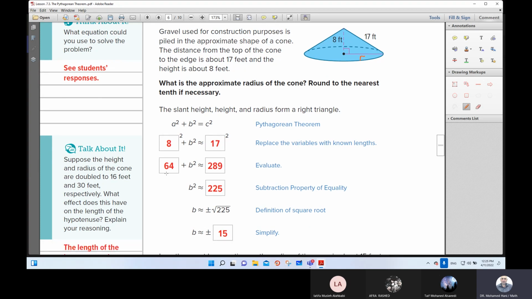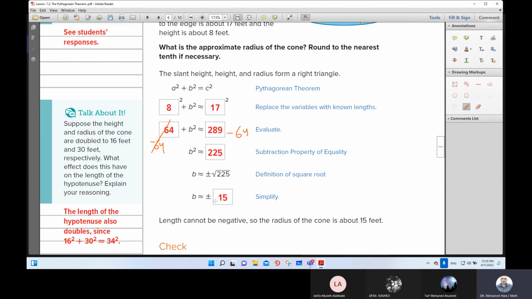Then you can remove 64 from this side, so you can add negative 64 to this side and negative 64 to this side. Here you will get 0, so b squared is approximately 289 minus 64, which will be 225. Then to find the value of b, we can take the square root of 225, which will be 15. We have negative and positive 15. We can remove the negative value and take the positive value.